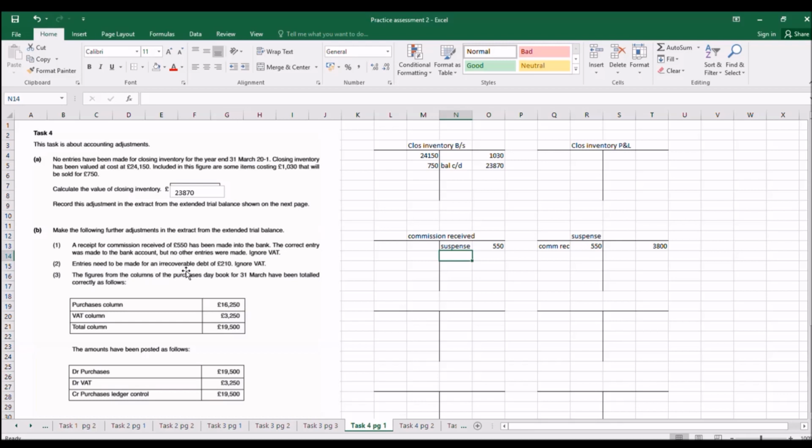Okay, let's see what else is happening here. Entries need to be made for an irrecoverable debt of £200. So sales ledger control account and irrecoverable debts.